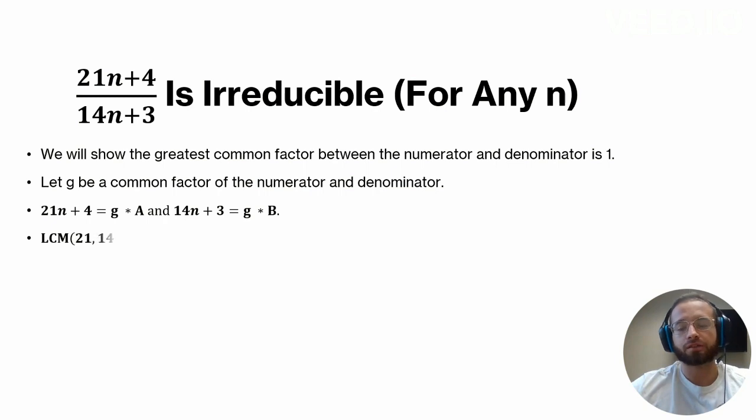Now, if this is going to be correct for any integer n, and n is an arbitrary integer, then what we need to do is get the n's to vanish. So to do this, we're going to take the least common multiple between the coefficients of n, which are 21 and 14. And the least common multiple is the value of 42.